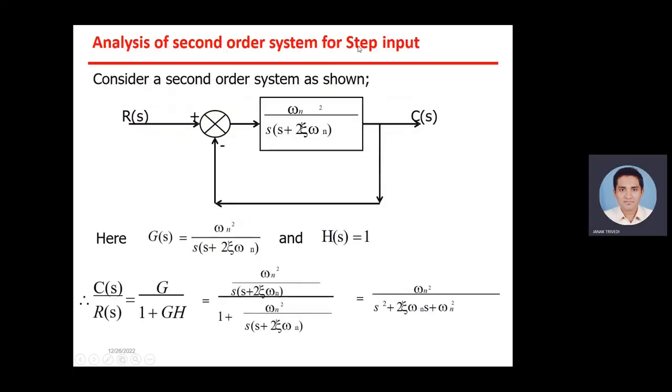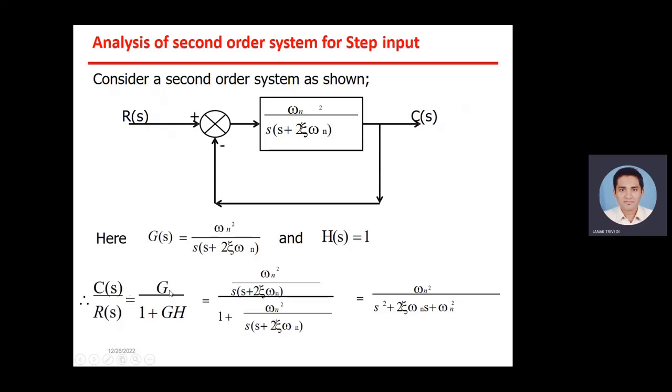Analysis of second order system for step input. So here consider the second order system, as shown in the earlier case, where it was 1 upon Ts. In this case, omega n squared divided by S into S plus 2 zeta omega n, with the same unity negative feedback. So here G of S equal to omega n squared divided by S into S plus 2 zeta omega n, and H of S equal to 1.